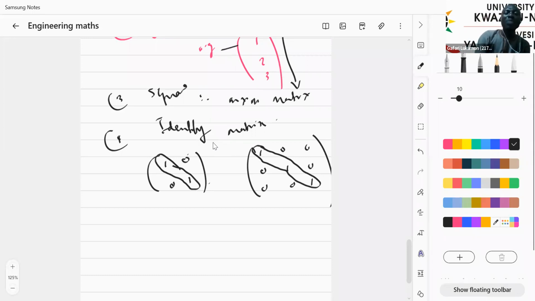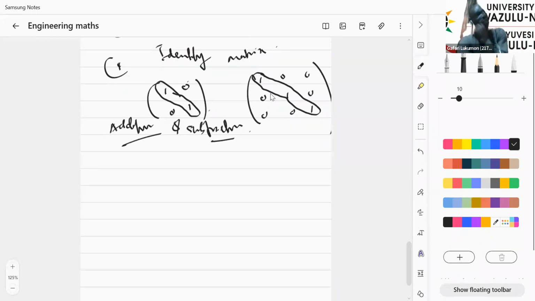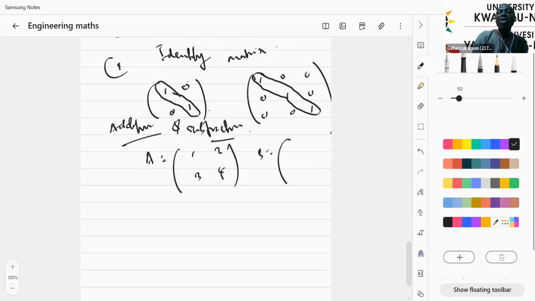So for the operation of matrix, we have what? Addition. To add and subtract two matrices together is not difficult. What you have to do before you can add or subtract two matrices together is that they must be of the same order. I hope you understand now. Let's say, for example, if my matrix A is equal to 1, 2, 3, 4, and my matrix B is equal to 4, 5, 6, 7. So we can add A and B together because A and B have the same dimension.